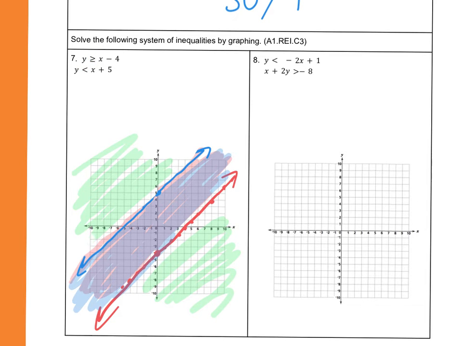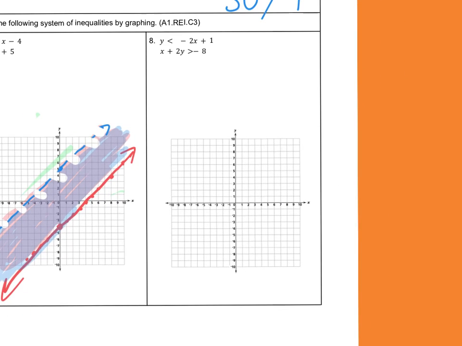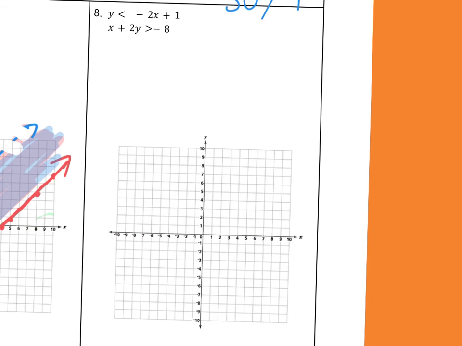Shouldn't the line be dashed? Good call. Which line? The blue one? Yep, that line should be dashed. You are correct. The blue line is dashed. Okay. Next one.